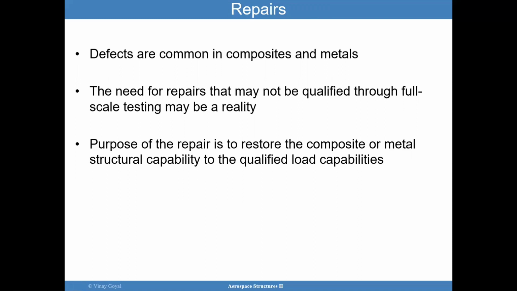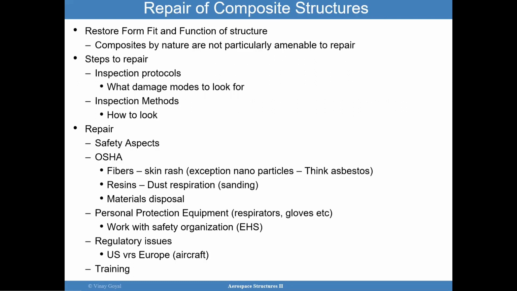So the purpose of the repair is really to restore the composite or the metal back to the structural capability of the qualified state. So if you have qualified something to 10 million pounds or 1 million pounds, you want that repair to also survive those conditions. You want that repair to survive the same loading conditions. So for repair of composite materials, you want to restore the form, fit, and function of the structure. Some composites may not be amenable to repair, so you have to think of ways to make that happen.